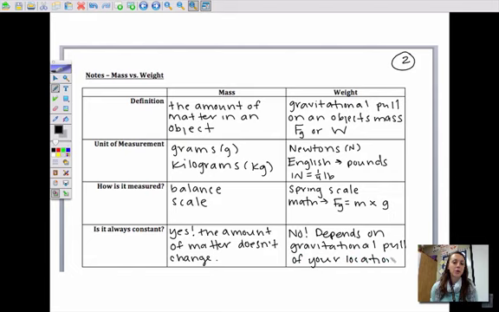So let's take this example. I have a mass of 52 kilograms. My mass is never going to change. How much I weigh on Earth is going to be different than how much I weigh on the moon. So I'm going to weigh less on the moon because there's less of a gravitational pull. But my mass, the amount of matter in my body, doesn't change. So my mass stays the same, but my weight changes.